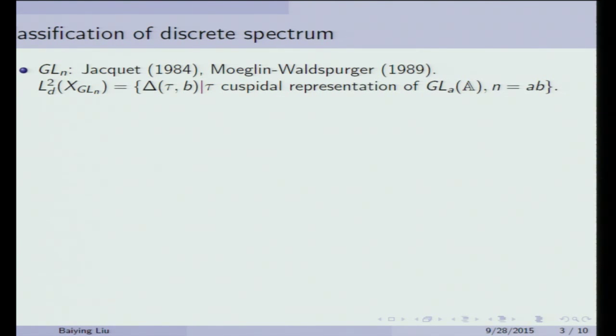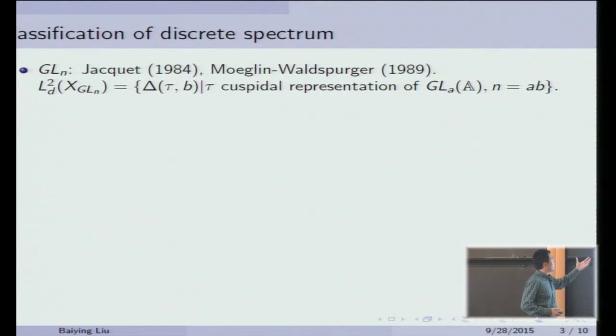For GL_n, by the work of Jacquet, Moeglin and Waldspurger, the discrete spectrum of GL_n consists of representations like this, Delta(tau, b), where b is some divisor of n. If b is 1, this is just tau, a cuspidal representation. If b is bigger than 1, this is called a Speh representation, which is a residual representation.